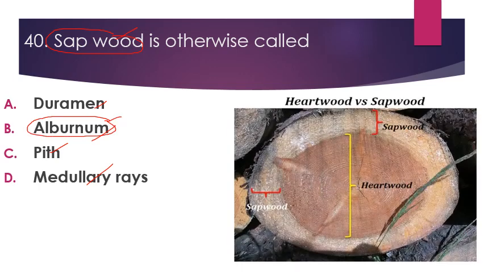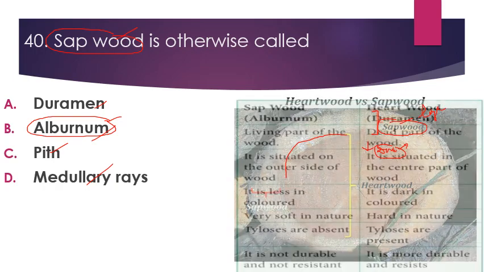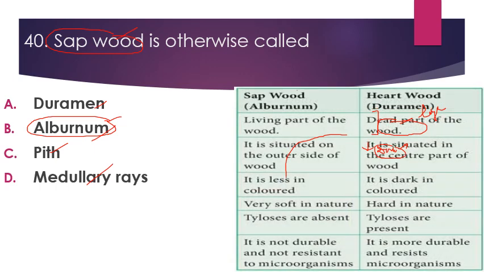So basically the hardwood is present in the central region, which is dark in color in appearance. It contains resins, tannins. Then the outer living portion is called sapwood, which is lighter in color and is less durable. So for sapwood we use the term alburnum, and for hardwood we use the term duramen. There are certain differences between these two types of wood.